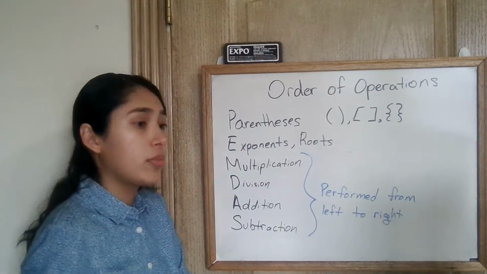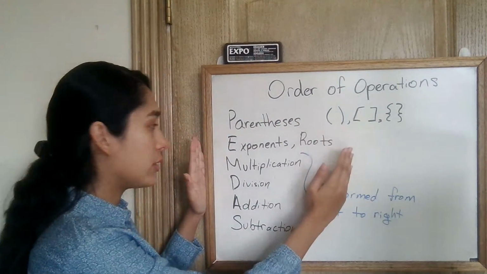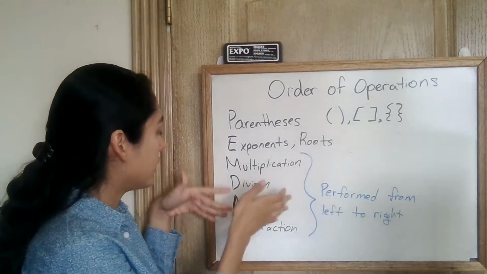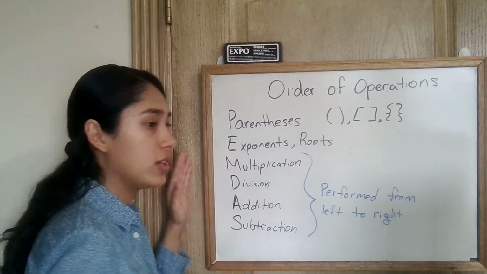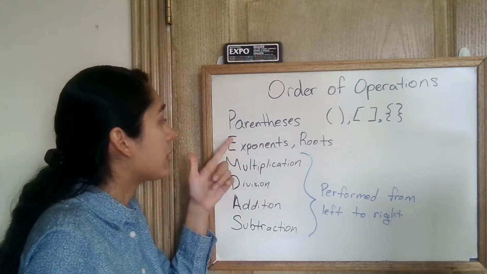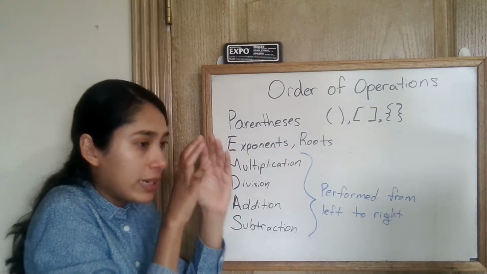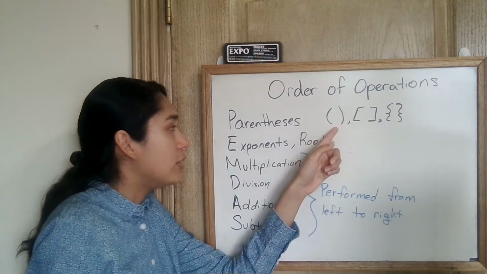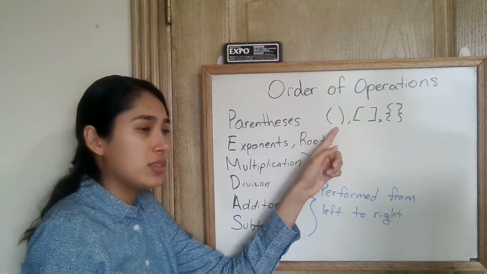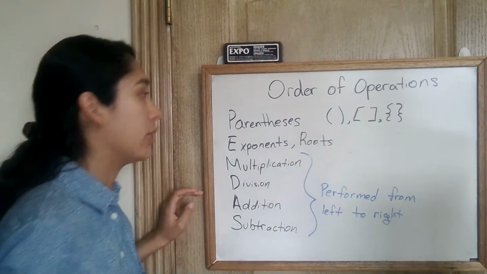Just like in English, we read from left to right. Same thing, multiplication, division, addition, and subtraction. We're going to do that from left to right. We don't necessarily have to worry about parentheses and exponents being from left to right because it's already next to the number. They're kind of married together. You can't really escape the brackets. You're kind of in a bubble. So that doesn't have to be done left to right.